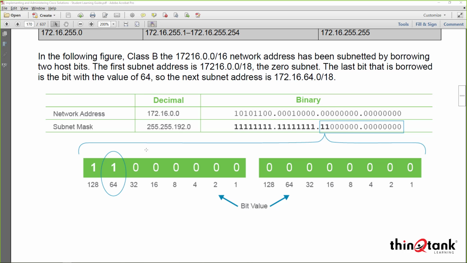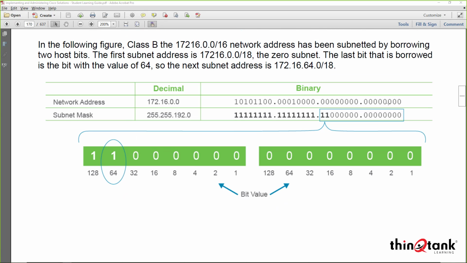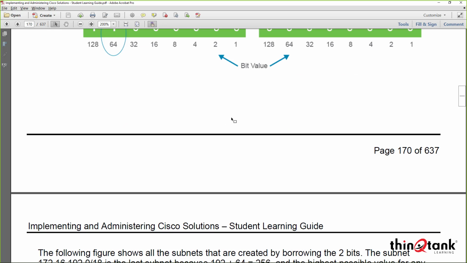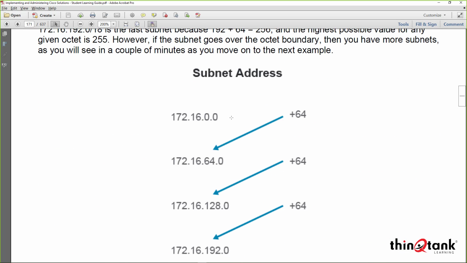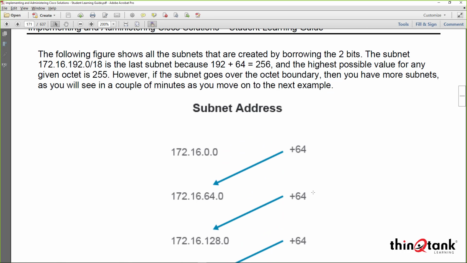All right. So in this particular case, we went to 2 bits in the third octet. The value of this bit here is 64, which means our blocks are 64. And if I start at 0, the next network is 64. The next network is 128, and so on. All right? 0, 64, 128, 192. We're just adding that block size over and over again.